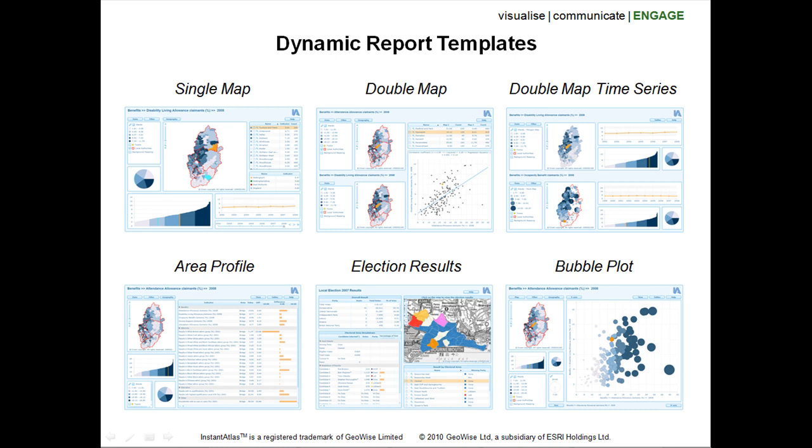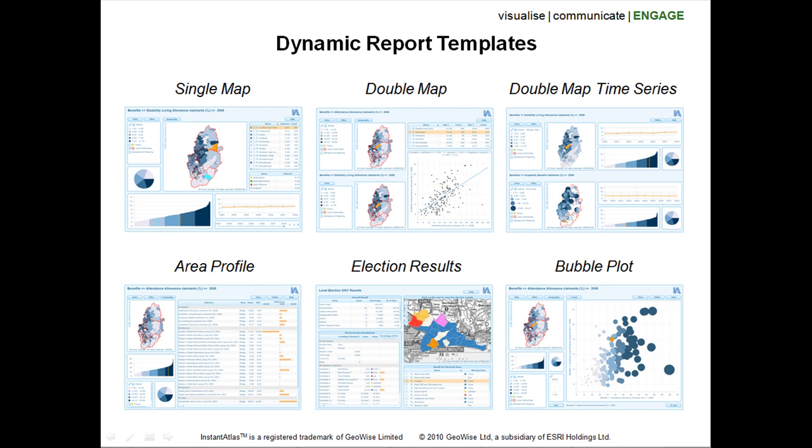Welcome to an overview of the InstantAtlas Templates. InstantAtlas Templates come in 6 main variants, and you see a screenshot of each here on the screen. The single map template is the most commonly used one. It has a single map, a data table, a bar chart, a time series chart, and a pie chart.